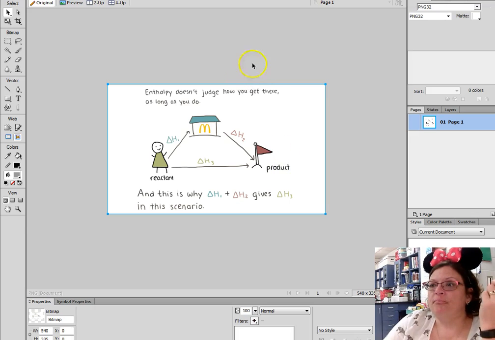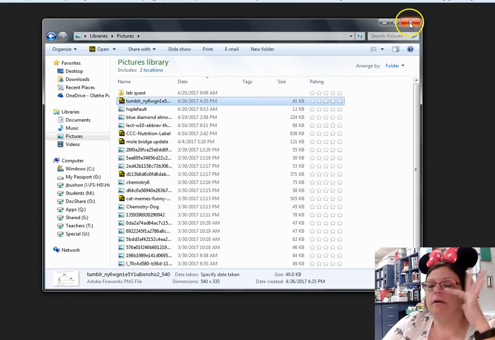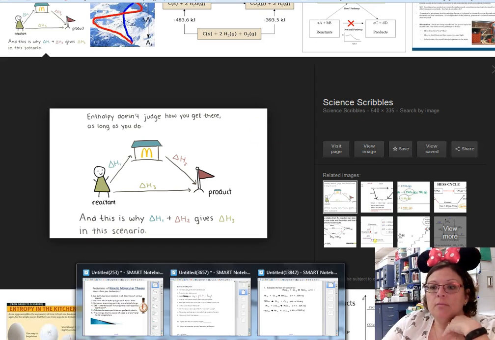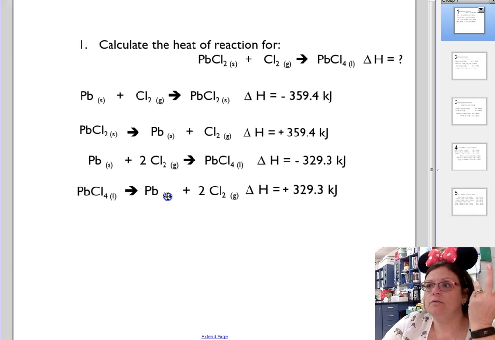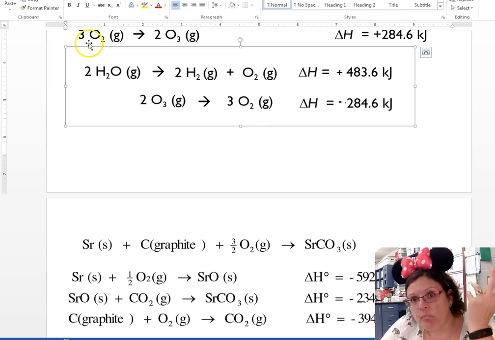Okay? Now, that's really hard to explain algebraically, and I'm going to work on finding something good for an example of that. But in the meantime, basically what we're going to do is we're going to put reactions together.